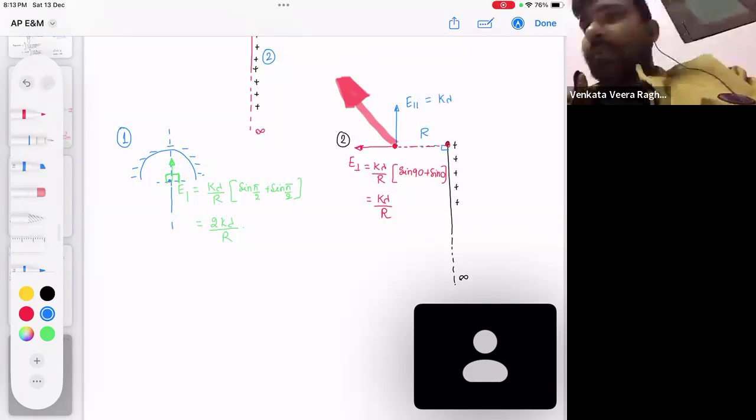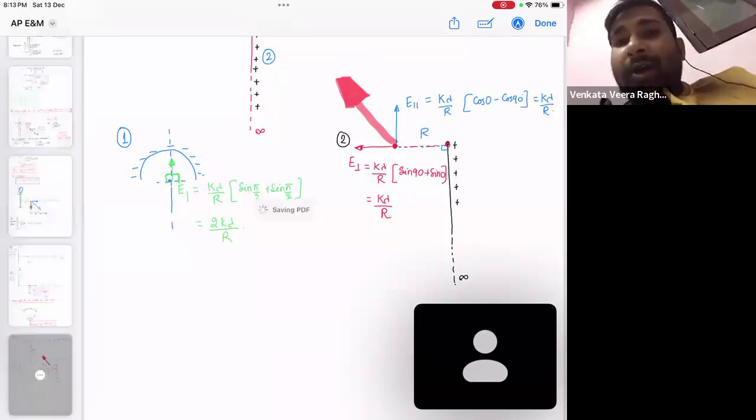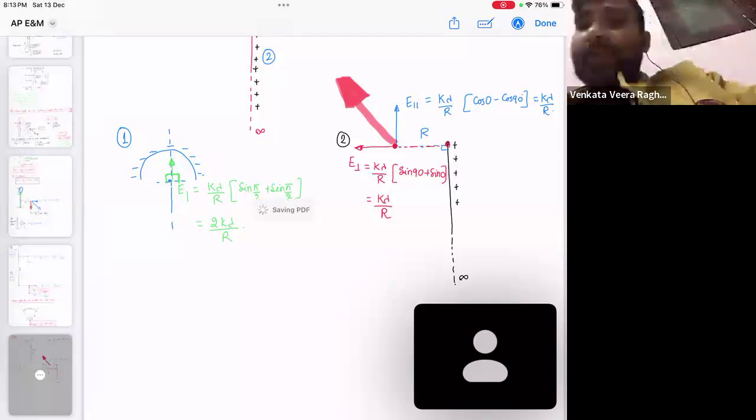K lambda by R cos alpha, let me put it as cos 0, and beta, let me put it as 90. So what did we get again? K lambda by R. So that means at the center, how many fields are there? At the center point, due to the arc, one component came, E1. Due to the semi-infinite wire, two components are coming: one perpendicular component, one parallel component.